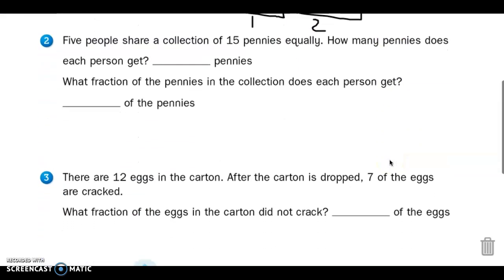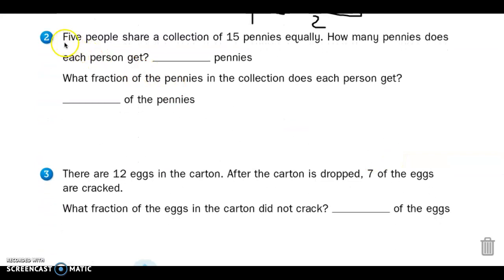Amazing. Number 2 says 5 people share a collection. There's our vocab word again, our whole. They share a total of 15 pennies equally. Okay, 15 pennies equally. How many pennies does each person get? Blank pennies. Now it says write fractions of the pennies, and oh my goodness, what fraction of the pennies in the collection does each person get?